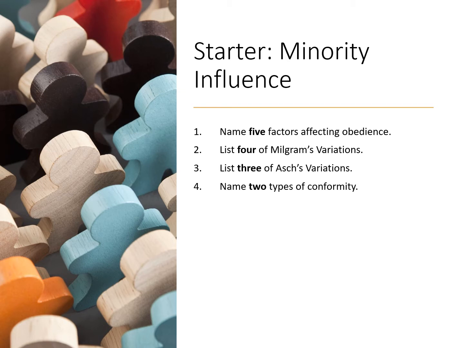Okay, so there's lots of things that you could have put for number 1 because we've looked at a lot of factors that affect obedience. So you might have said things like uniform, proximity, location, the authoritarian personality, agentic state, social support.